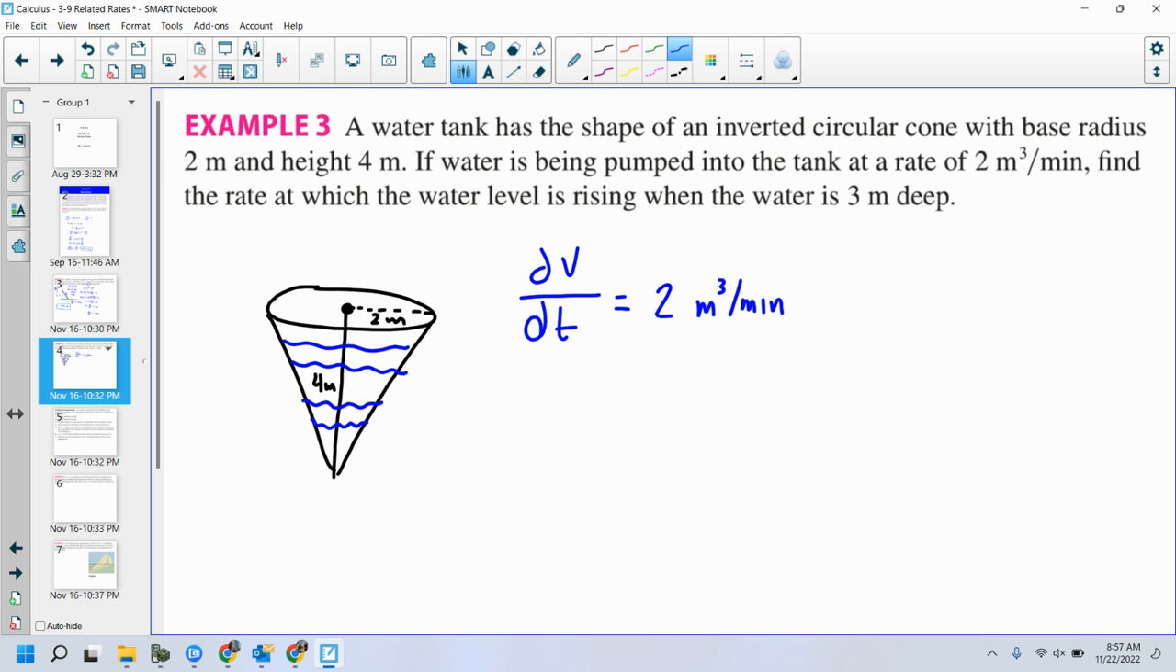Calculating the rate at which the water level is rising is really calculating dH/dt. That's what we're looking for. When do we want to calculate dH/dt? When the water is 3 meters deep.